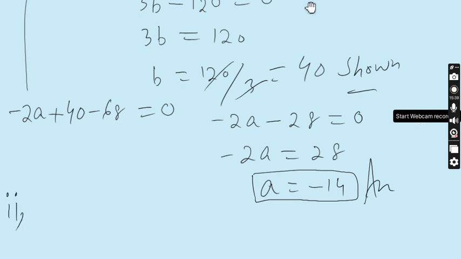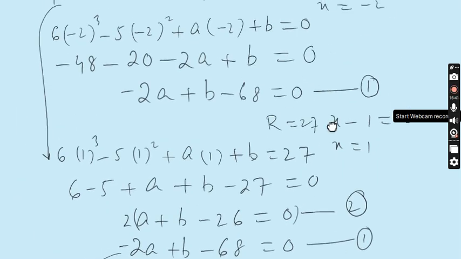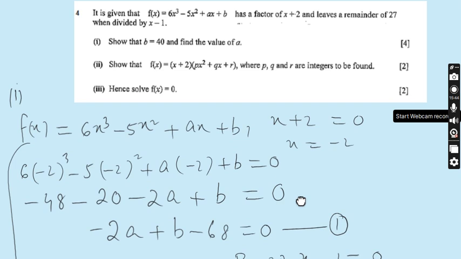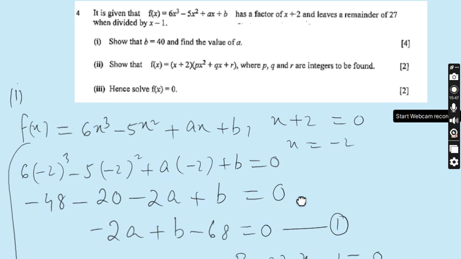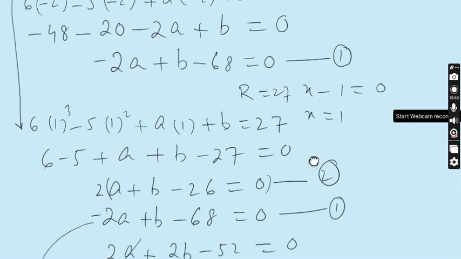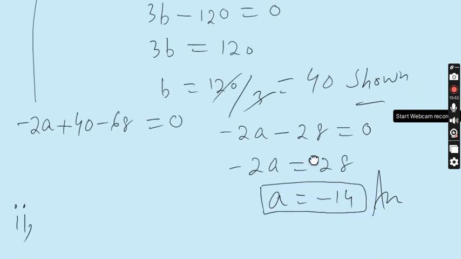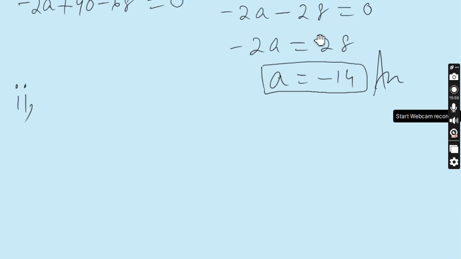What is part 2? Show that f(x) is equal to (x plus 2)(px square plus qx plus r). Very easy. So our expression is 6x cube minus 5x square plus ax, a is minus 14, and plus b, which is equal to 40.